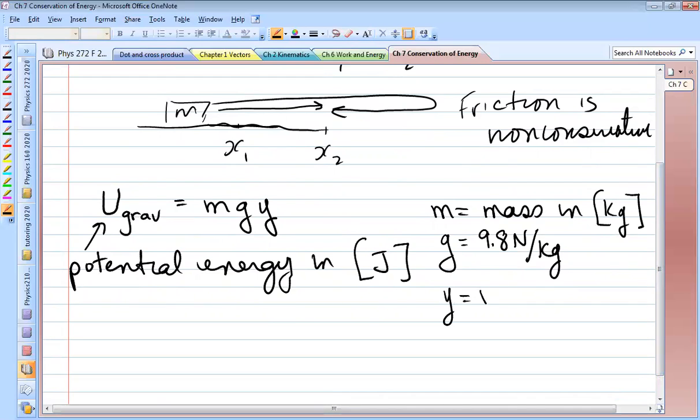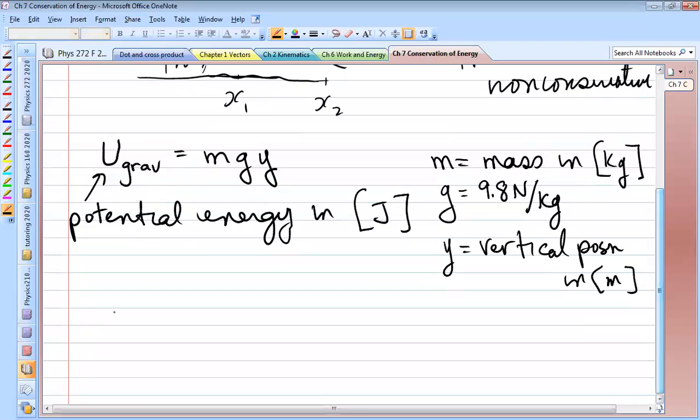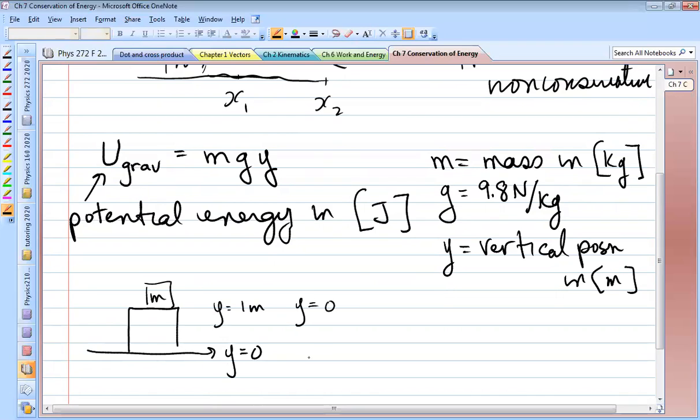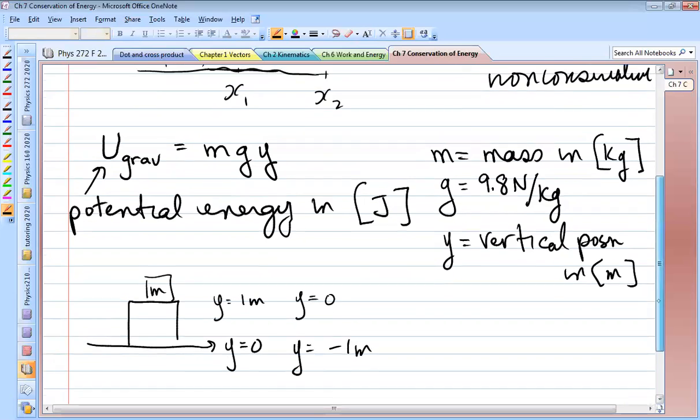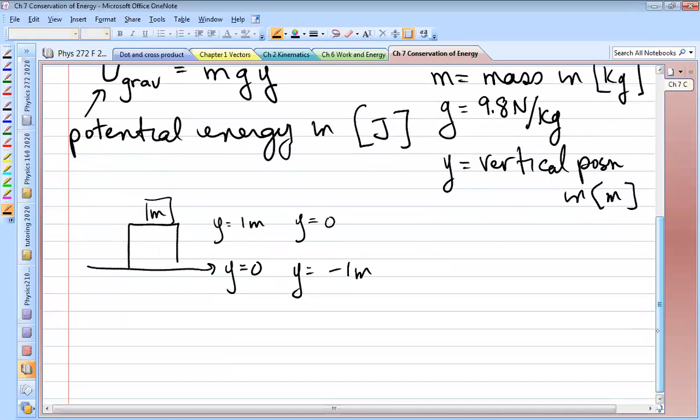And then y is the vertical position in meters. And this all depends where you define 0. So if you have a floor and you have a table and you have a book on the table, if you let the floor be 0, then clearly the table is at some higher height, maybe 1 meter. But if you decide to make the table 0, then the floor is at -1 meter. It's below. So it's very, very important where you decide to make your 0. And you have to define that for every single question.